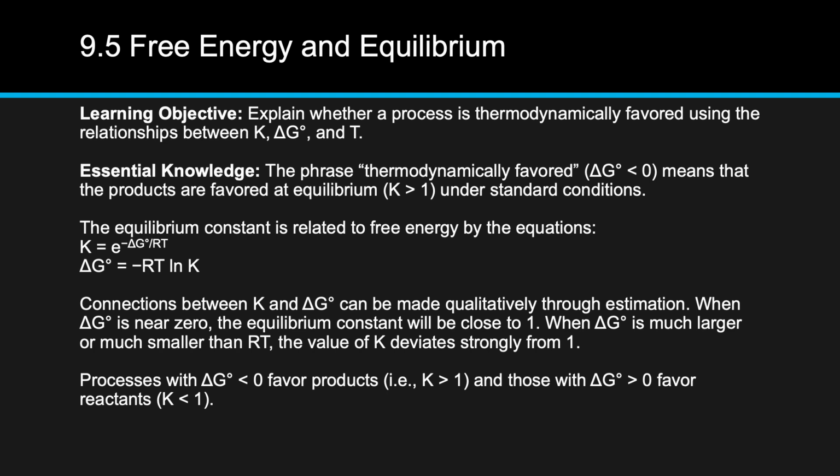All right, and then moving on to 9.5, which is on free energy and equilibrium, we're going to talk about how Gibbs free energy is connected to equilibrium. So if delta G is less than 0 or negative, we know that the reaction is thermodynamically favored and products are going to be favored at equilibrium. So K is going to be greater than 1. If delta G is greater than 0, meaning it's a positive delta G, then we know that the reactants are favored, so K is going to be less than 1. And when delta G is close to 0, the system is going to be near equilibrium where our rates are equal, and that is going to give us a K around 1.